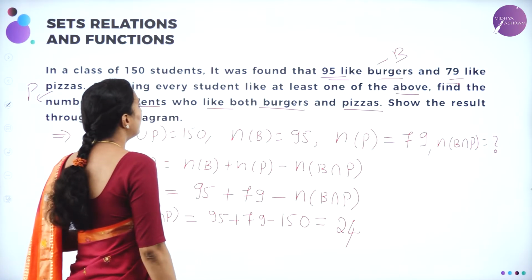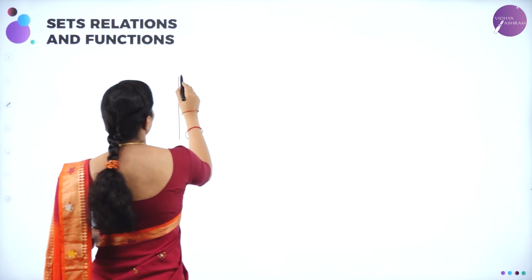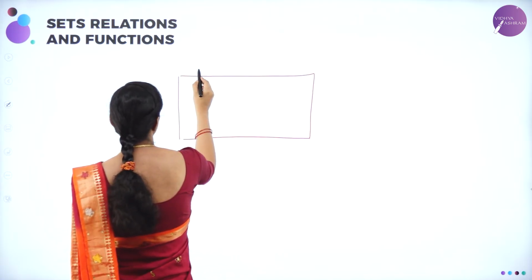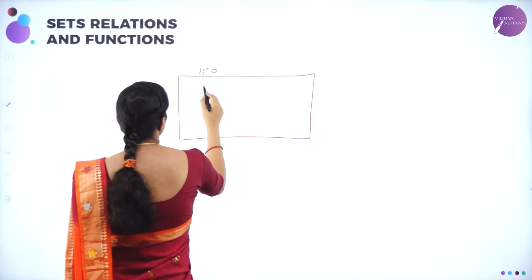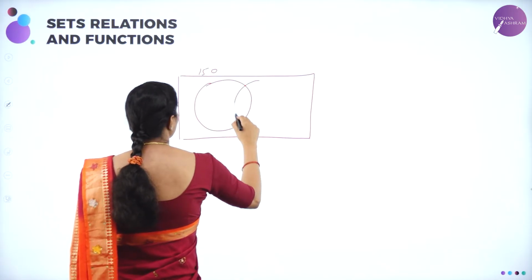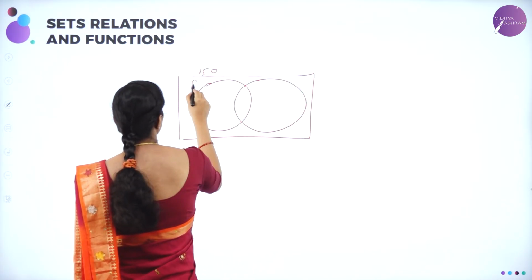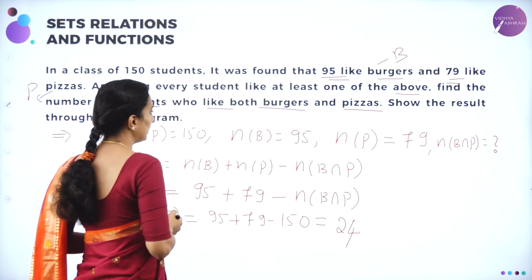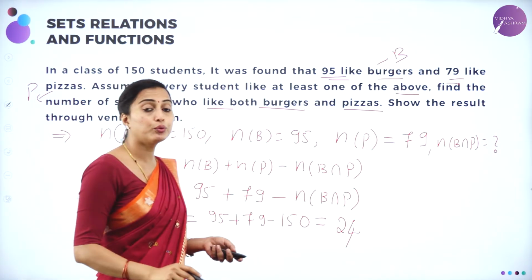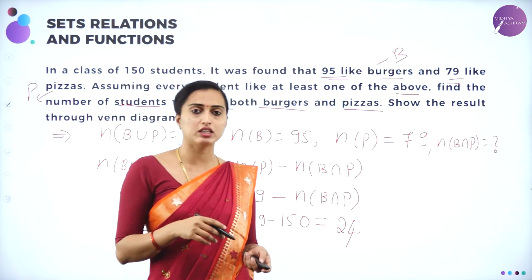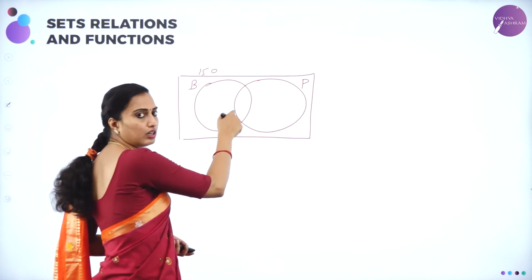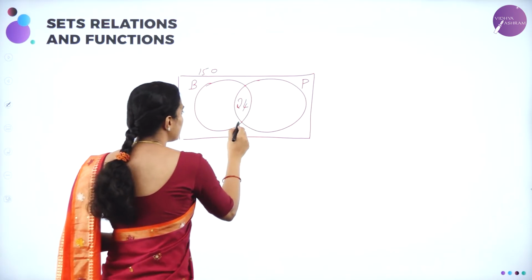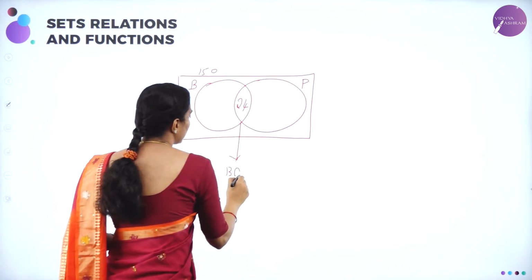First let me write the Venn diagram. This is the rectangle, the union, so U is equal to 150 students. This is who like burger, this is the pizza, this is B and this is P. Okay, now what we have found out is this is 24, the number of students who like both burger and pizza. Where we need to write? Intersection is here. I have shown, right? Intersection will be here. So this is 24. If this is 24, this is B intersection P.